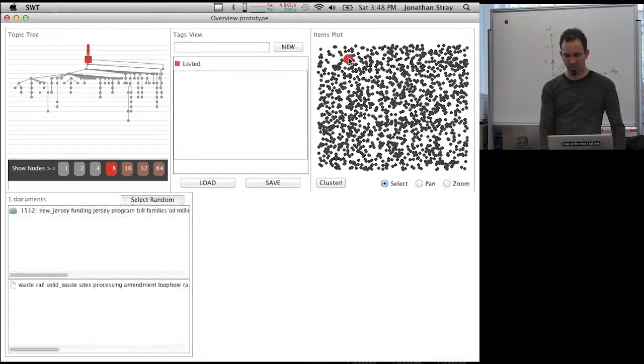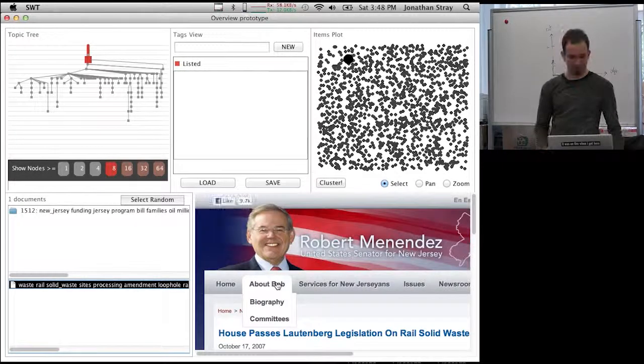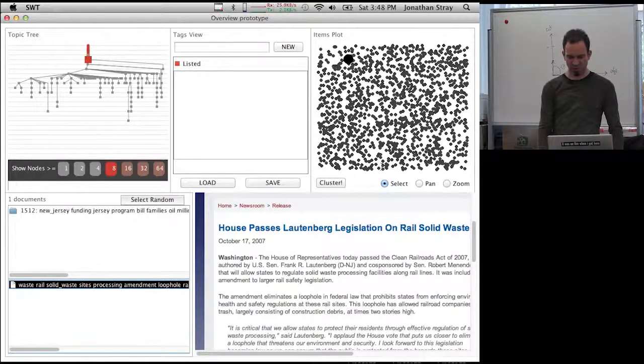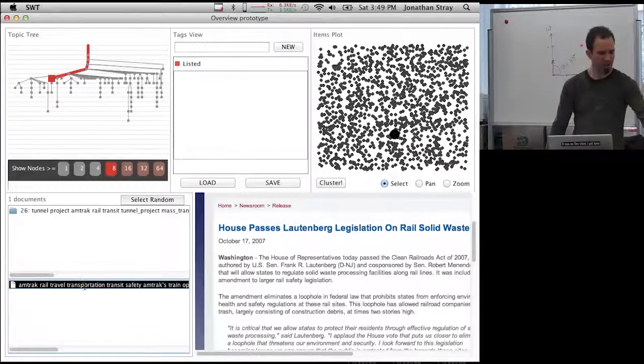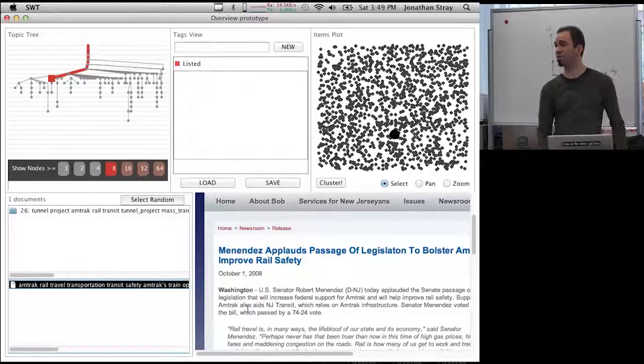So this, each dot is a document, as usual. I can click on a dot and, if the internet is nice to me, load up all of the, there you go. So this is these guys' press releases, right? Here's his bill on rail solid waste. I don't even know what that is. I guess that's moving garbage with trains. Here's something on another thing, on rail safety. So hopefully those get clustered together.